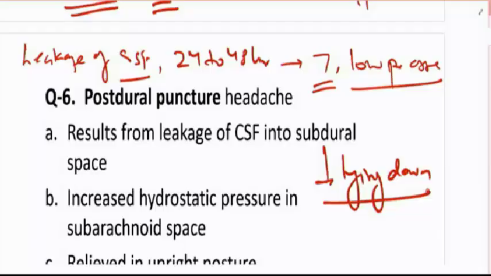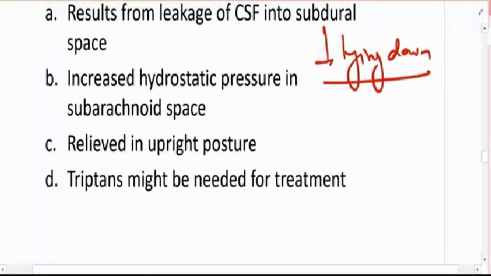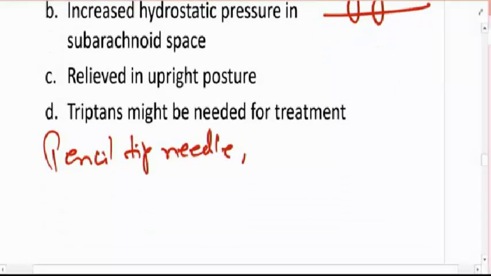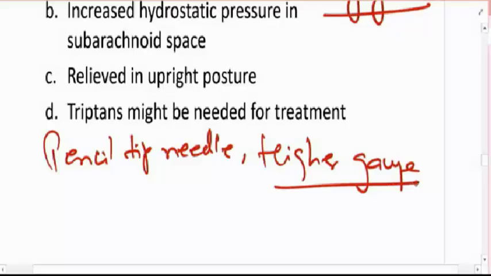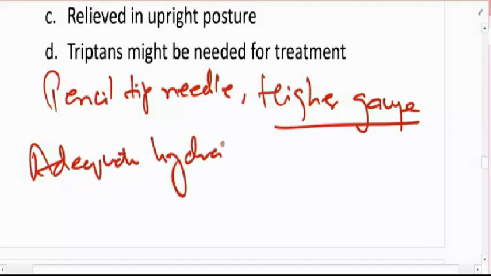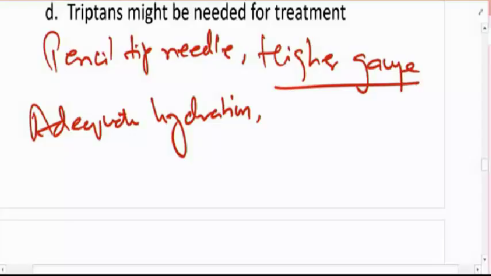Now, the headache can be prevented by using pencil tip needles, by using higher gauge needles, by giving adequate hydration, right?